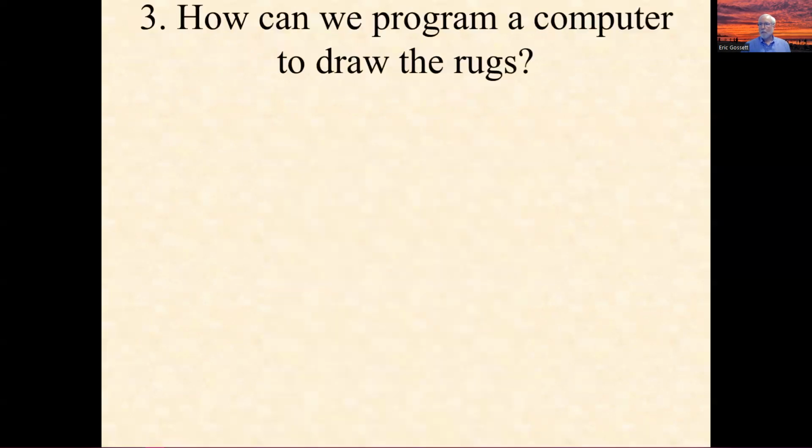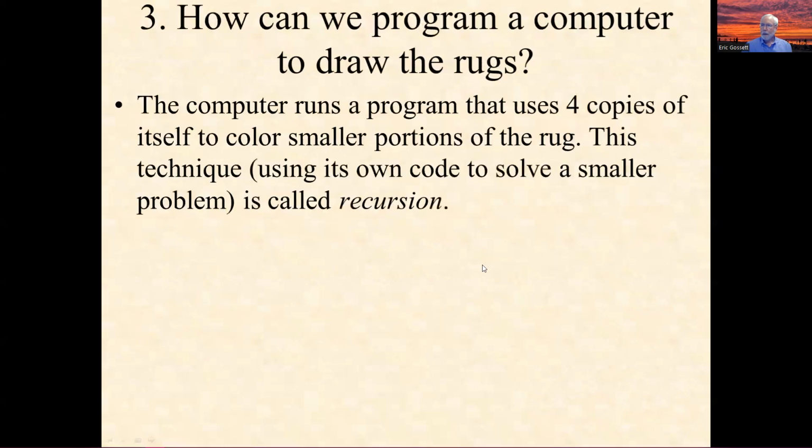Question 3, how can we program a computer to draw the rugs? The computer runs a program that uses 4 copies of itself to color smaller portions of the rug. Just as we know, the plus sign divides the region into 4 smaller regions, this program is going to use itself to color those smaller regions. And so this technique of using its own code to solve a smaller problem is called recursion.